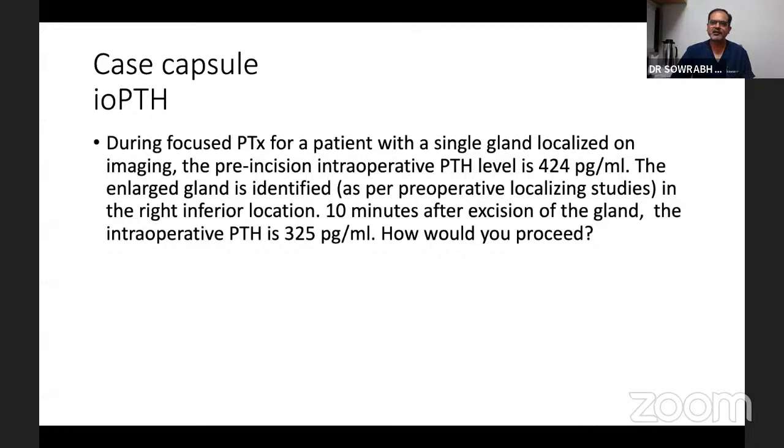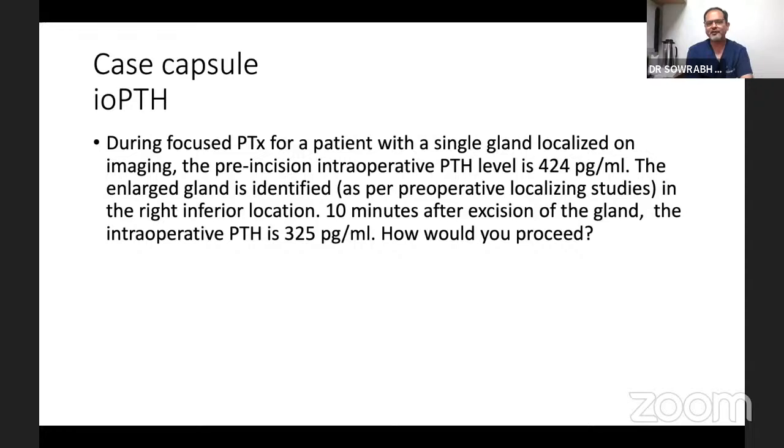And if it is still high, I will try to find out. Then I will go for the second side and take out one and then implant the second, then it is hyperplasia. You will have a histopathology report also by that time. So what you're saying is that even if you don't get an adequate drop, you wouldn't proceed with a bilateral neck exploration in the same sitting.